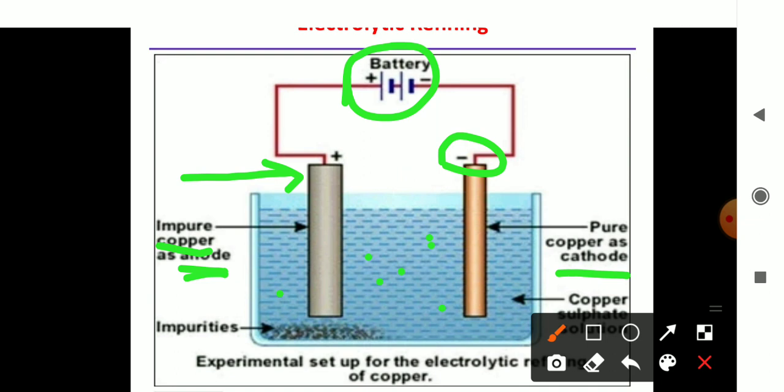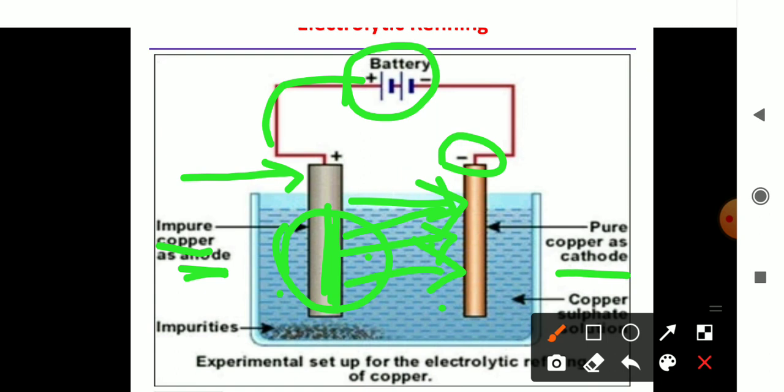When we pass electricity, the electricity is passed from this battery. So during that time, from this impure form of the metal rod, only the pure metal gets deposited at this cathode when we apply electricity. If we didn't apply electricity, this process will not take place. But when electricity is applied from this impure form of the metal rod, only the purest state of the metal is extracted and it is deposited over this cathode.